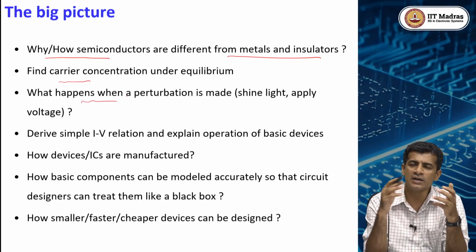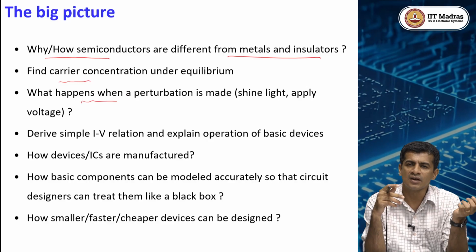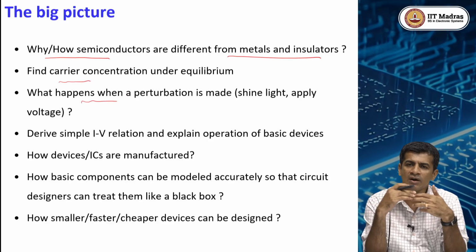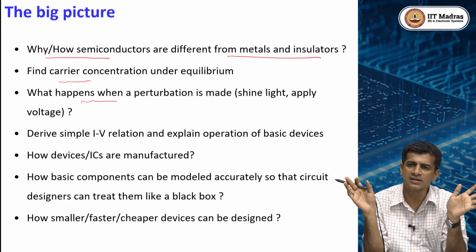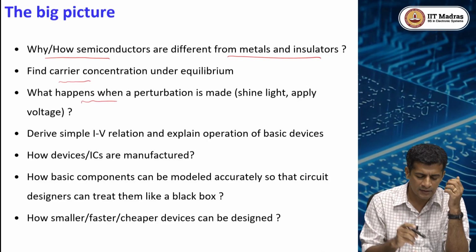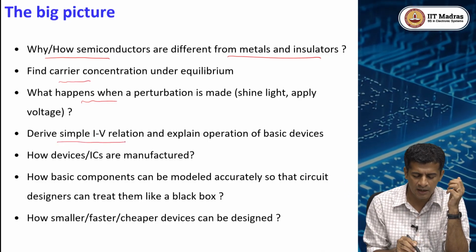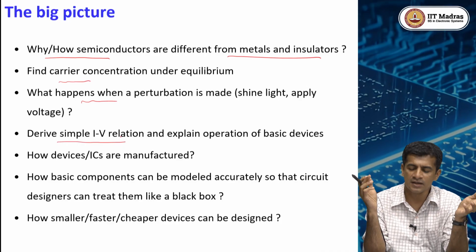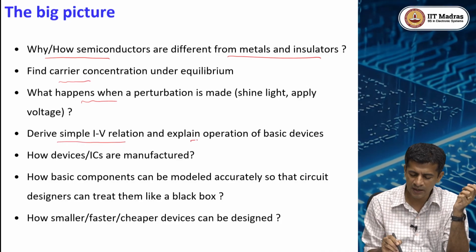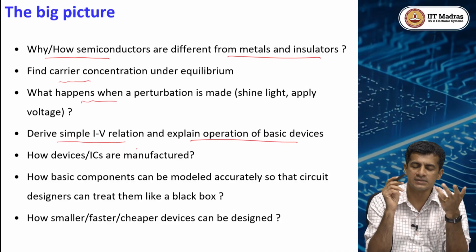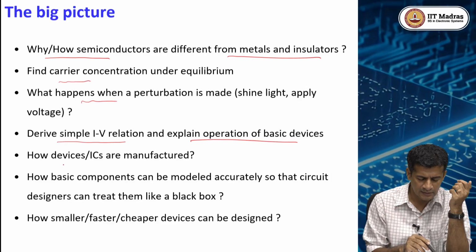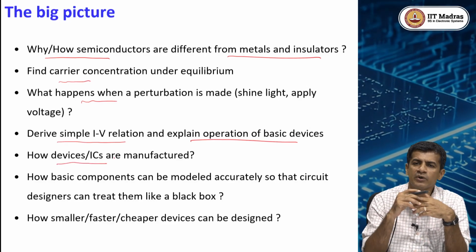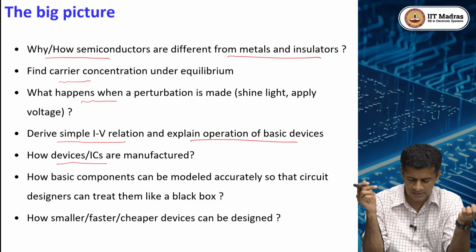We apply a perturbation to the system. We may apply light, we may apply voltage or something. Then what happens to the carrier concentration inside the semiconductor? Then we derive the simple IV relationship, the current voltage relationship, and we try to explain the operation of the basic devices. Then we will see how you manufacture these devices and ICs.